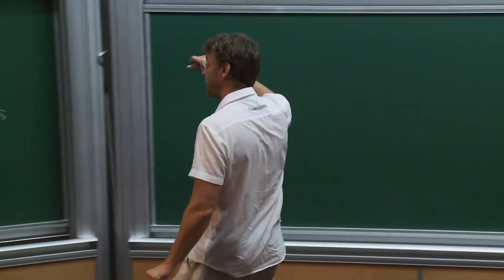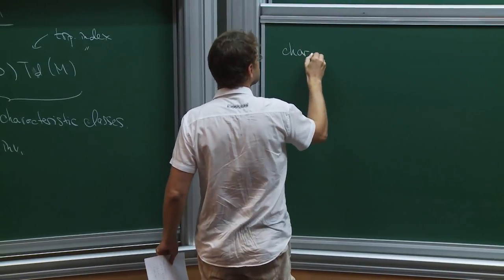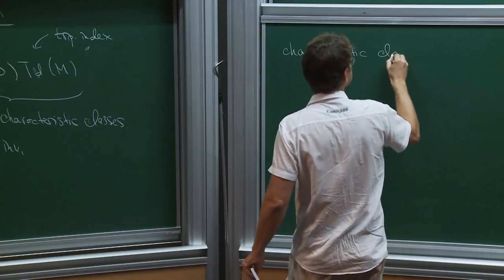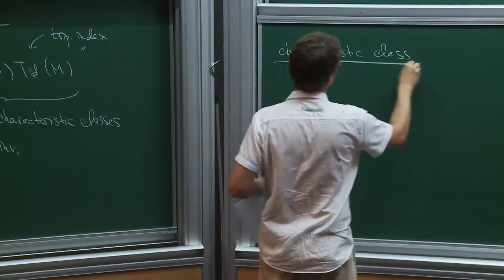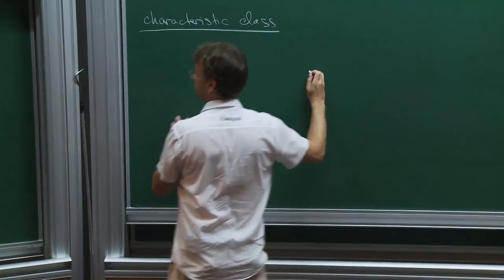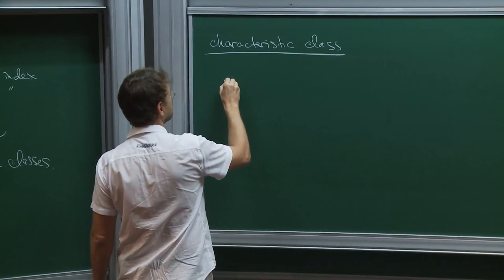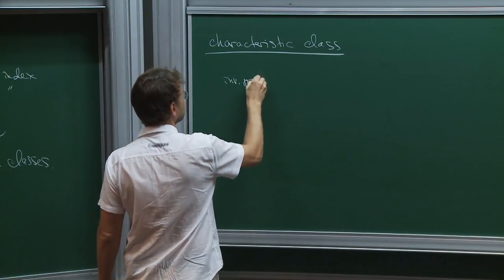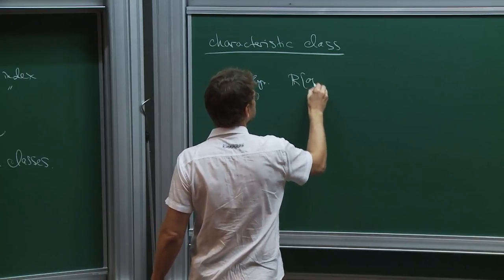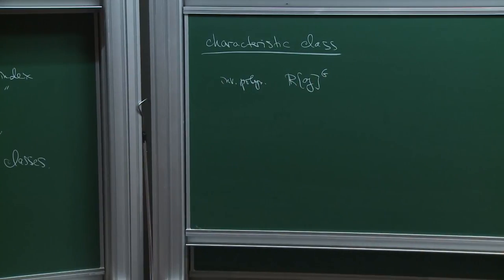Let me remind you, because I will need this for the generalization. A characteristic class is the following concept. I will need the equivariant generalization of this. Suppose I have an invariant polynomial, which I can denote as something on the Lie algebra, and it is invariant under the adjoint action.